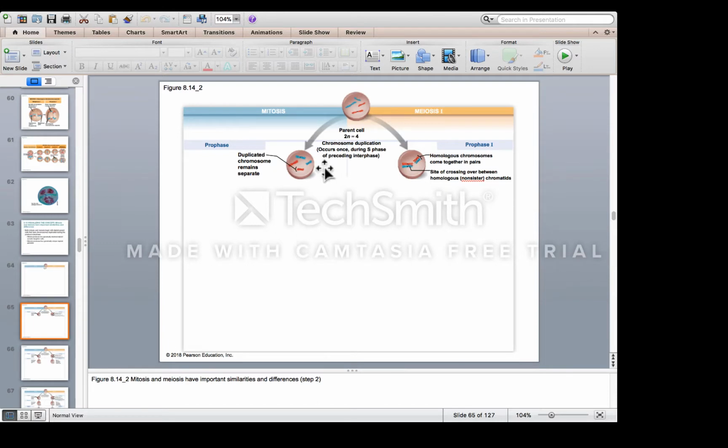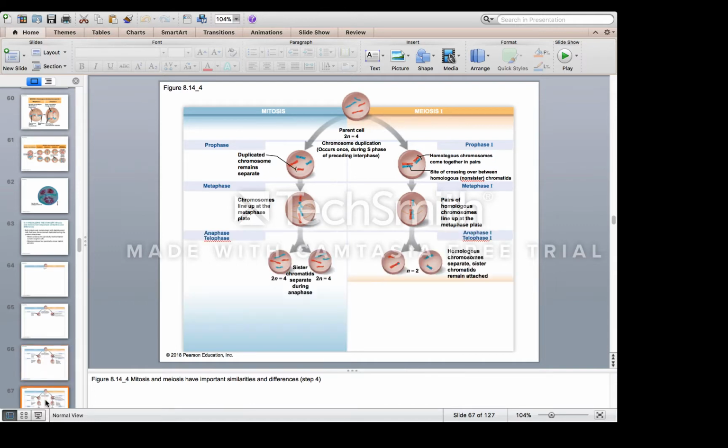So essentially in prophase, what happens? The centrioles migrate to opposite poles. The chromatin condenses and the nuclear envelope fragments. In metaphase, the chromosomes line up at the metaphase plate, okay? In metaphase 1, the pair of homologous chromosomes line up at the metaphase plate. In mitosis, for anaphase and telophase, the sister chromatids separate. So you start to see 2 cells. In meiosis 1, you start to see homologous chromosomes separate, and the sister chromatids remain attached.